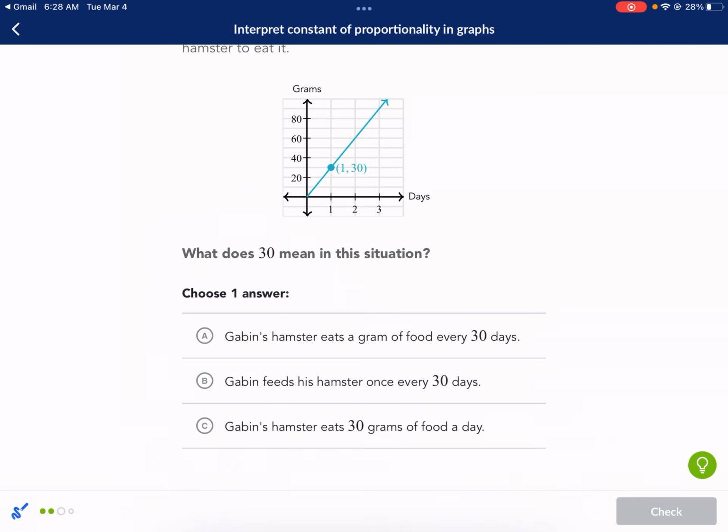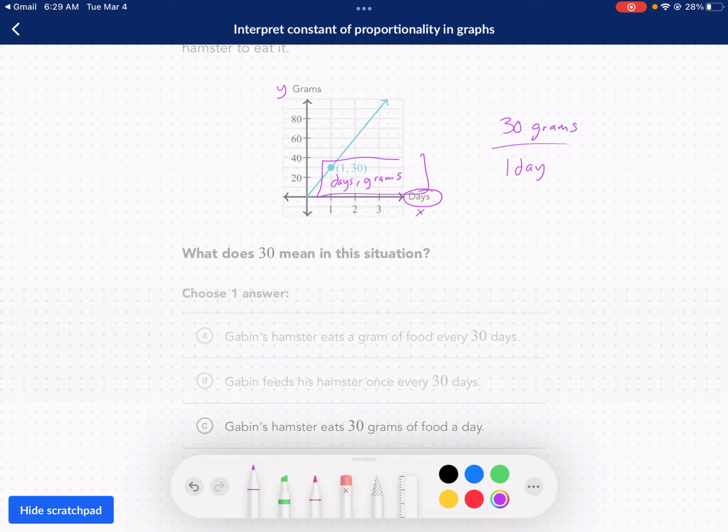Okay, so let's see here. Gabon's hamster eats a gram of food every 30 days. Gosh, I hope not. That's going to be one hungry hamster. Remember, we already got it per day. So every 30 days? No. Per day, we have 30 grams per day. That is not A. B, Gabon feeds his hamster once every 30 days, is kind of like what A is saying, slightly different. And then C, Gabon's hamster eats 30 grams of food a day. That's your correct answer right there.